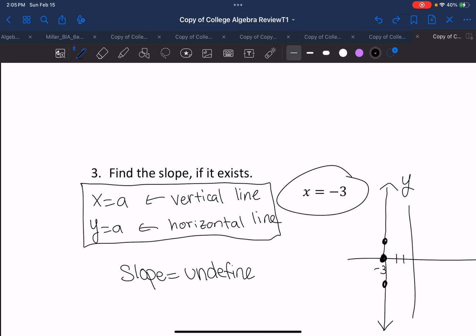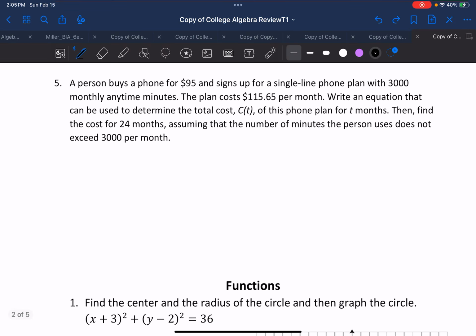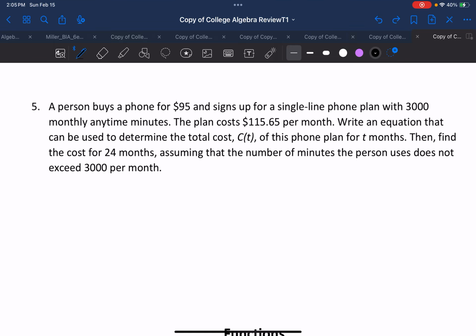Okay, the next one I'm going to go over. I'm skipping this one because I already did one like this on the last video. But this one says that a person buys a phone for $95 and signs up for a single line phone plan with 3,000 monthly anytime minutes. The plan cost $115.65 per month. Write an equation that can be used to determine the total cost of this phone plan for T months. Then find the cost for 24 months, assuming that the number of minutes that person uses does not exceed 3,000 per month.